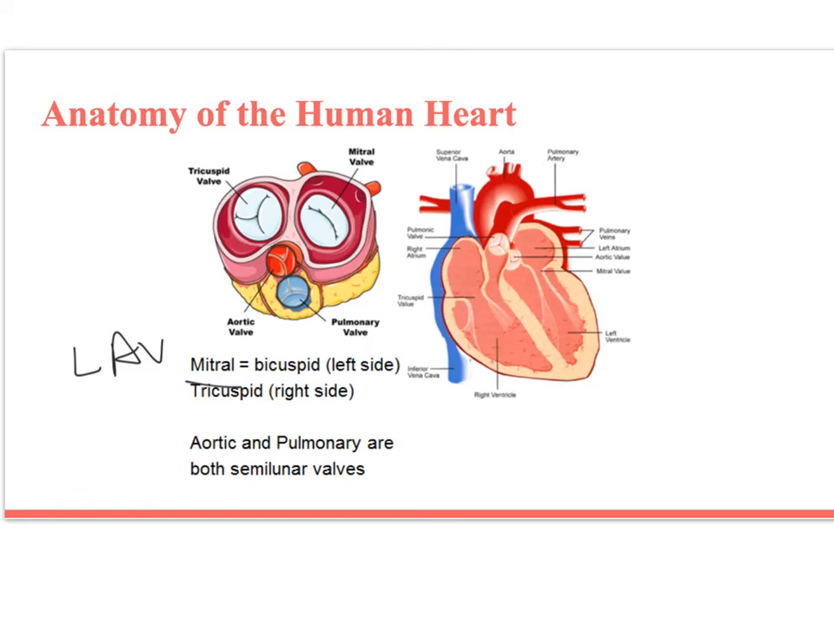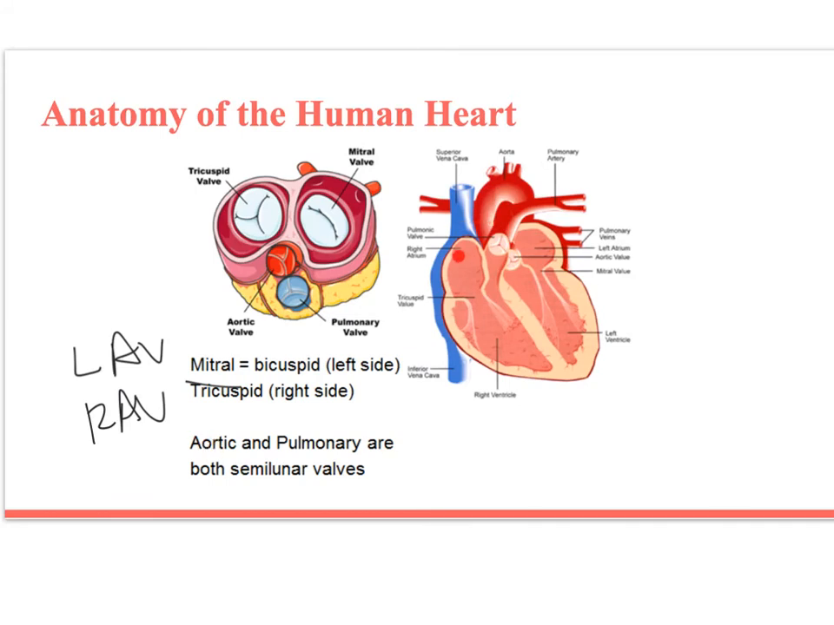Next one is the tricuspid, aka the right AV valve, and that is located right here, and that is a valve that is going to allow blood to enter into the left ventricle.